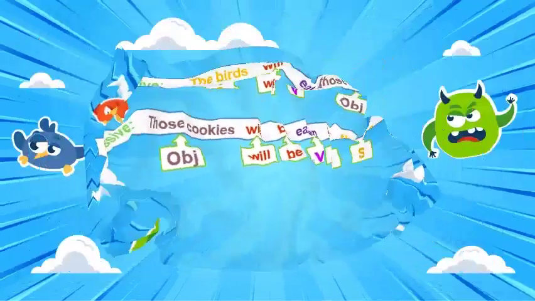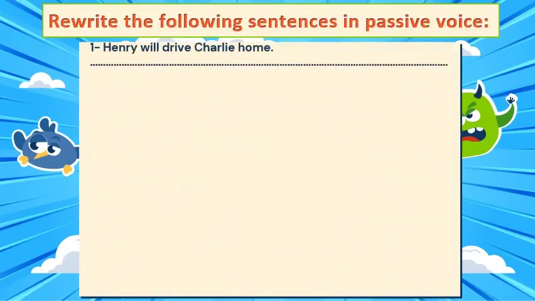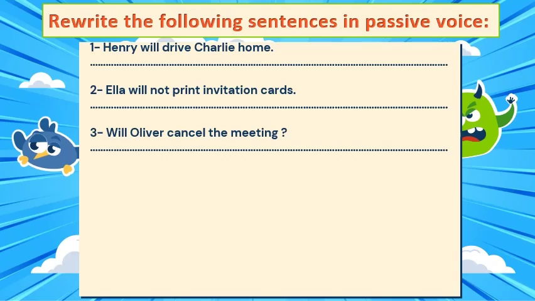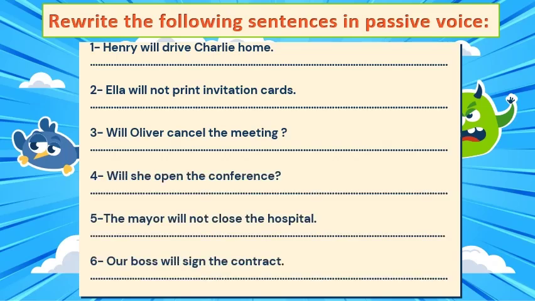Okay, here we have number one, Henry will drive Calorie home. Let's think about this. We have will here, so don't forget, it will be in the future. Start with the object. Where is the object here? Put will be and the verb in the past participle, and put the subject at the end. Yes, Calorie will be driven home by Henry.